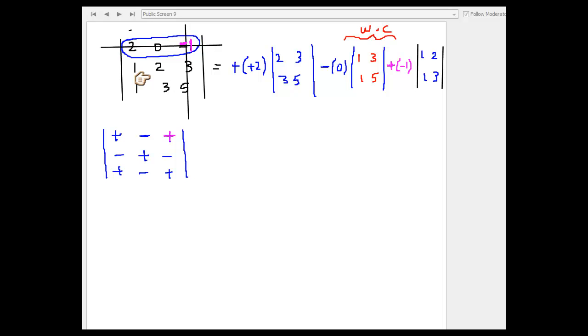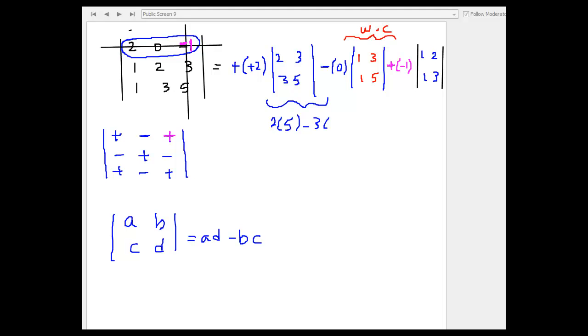And once we do that, then we find the determinant for each 2 by 2, and then we find the final answer. So remember, the determinant for a 2 by 2 matrix A, B, C, and D is equal to AD minus BC. So in this case here would be 2 times 5 minus 3 times 3. And over here, this would be 1 times 3 minus 2 times 1. And this whole thing is 0, so we don't even have to bother with calculating that.